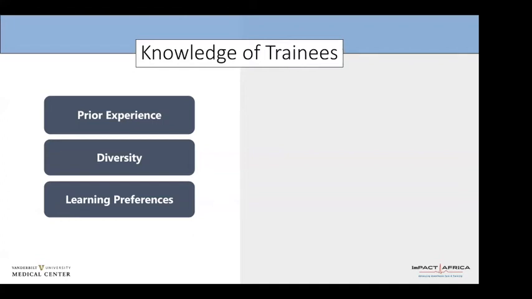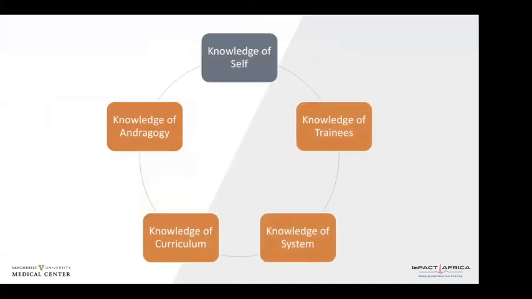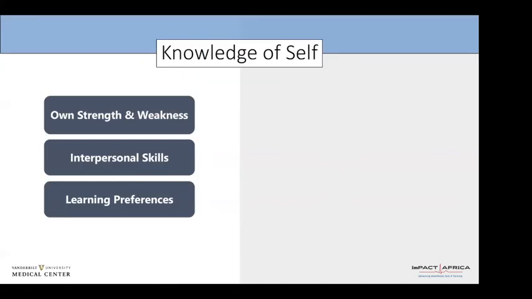You also need to think about the learning preferences of your trainees, and we'll touch on that in future sessions. And you want to incorporate different types of learning preferences so that you can help your students better learn. Another important aspect is knowledge of self. A good educator is good about reflecting back and knowing his or her own strengths and weaknesses.